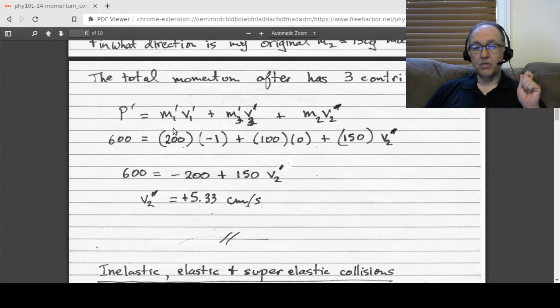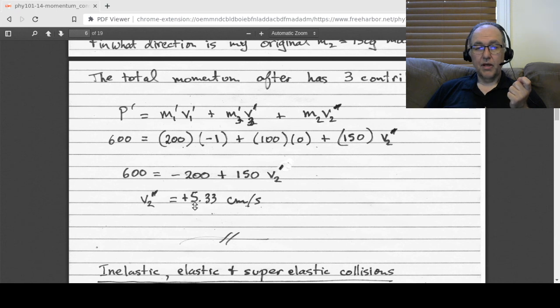Now we just substitute in for M1 primed 200, because that's the 200 gram fragment, and it's traveling to the left at 1 centimeter per second, so that's why there's a -1 in there. M3 primed is 100 grams. V3 primed is 0 because the 100 gram fragment just sits there after the collision. And M2 is the 150, and we don't know how big V2 primed is. Why? Because that's what we're solving for. We want to know how fast the 150 is moving. The rest of it is just simple algebra. We get 600 is equal to -200 plus 150 times V2.